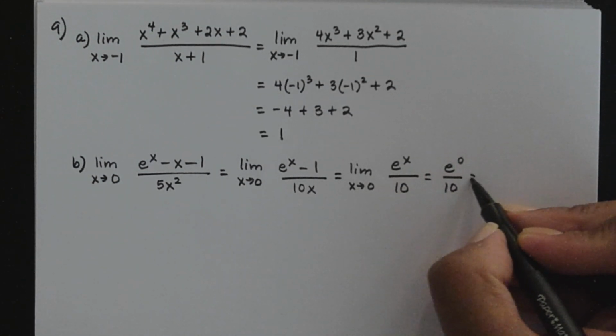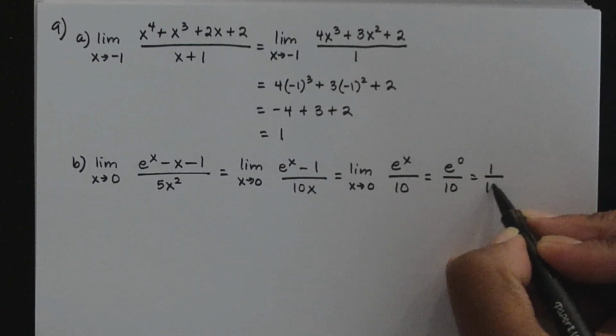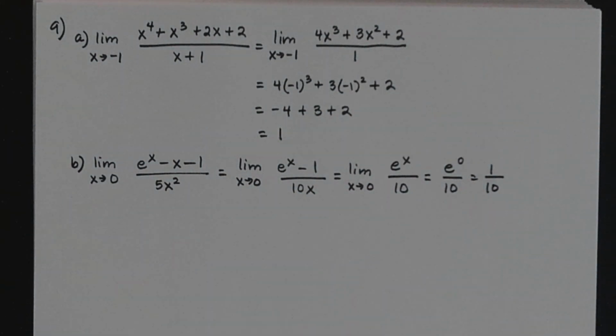And e to the 0 is 1 over 10. So that's the limit as x approaches 0 of e to the x minus 1 divided by 5x squared, and that's 1/10. So sometimes you may have to use L'Hopital's rule multiple times. So how do we have 0 over 0 again?